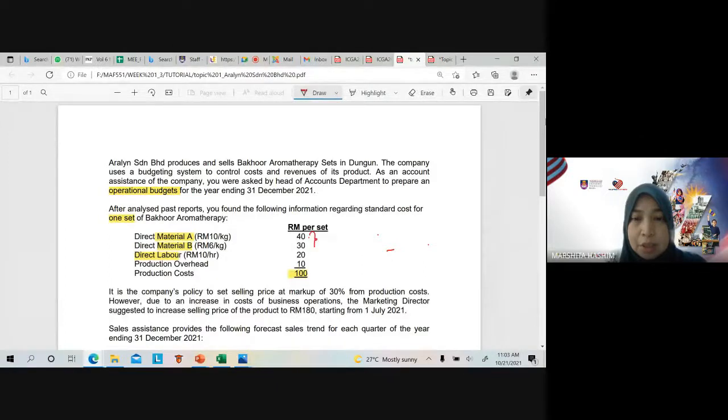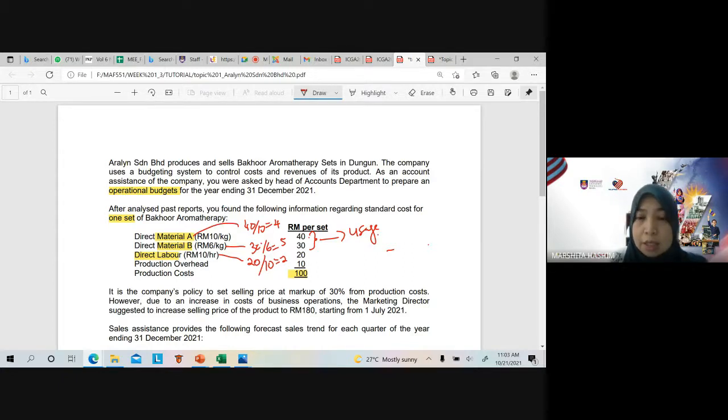Based on this information, we calculate the usage or requirements of material for 1 unit of product. For material A, 40 ringgit divided by 10 is equivalent to 4 kilograms. For material B, 30 ringgit divided by 6 is 5 kilograms. And then you can also calculate labor hours: 20 ringgit divided by 10, which is equivalent to 2 hours.